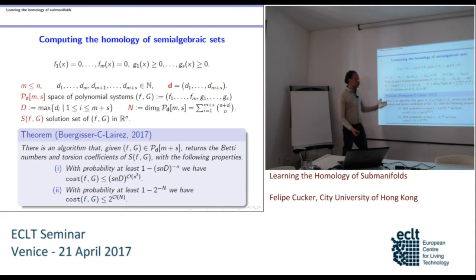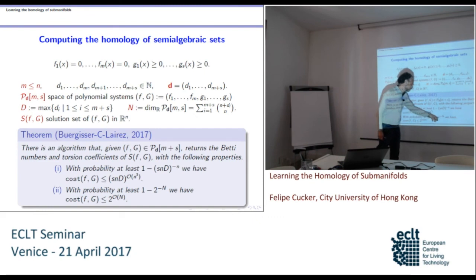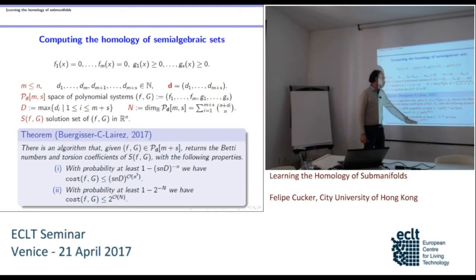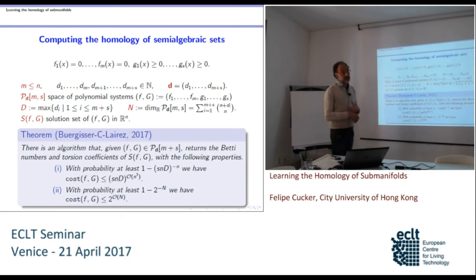Then we add the following. We consider now this N, which is the data size, and with probability at least 1 minus 2 to the minus N, the cost is bounded by 2 to the order of N. So this is cool. This is exactly a weak complexity statement. So we can say the complexity of computing the homology groups of semi-algebraic sets is weak exponential. We are happy with that, an enormous advance over the doubly exponential that existed before.